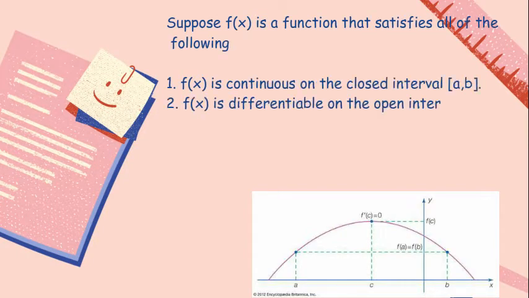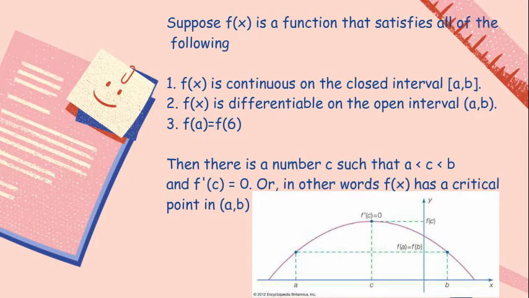In Rolle's theorem, suppose f(x) is a function that satisfies all of the following. First, f(x) is continuous on the closed interval [a, b]. Second, f(x) is differentiable on the open interval (a, b). And third, f(a) equals f(b). Then there is a number c such that a is smaller than c and c is smaller than b, and f prime of c equals 0. Or in other words, f(x) has a critical point in (a, b).